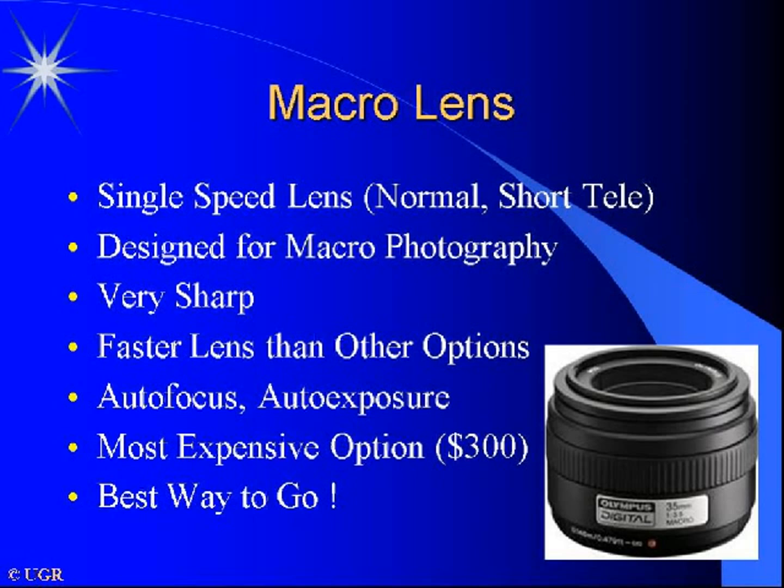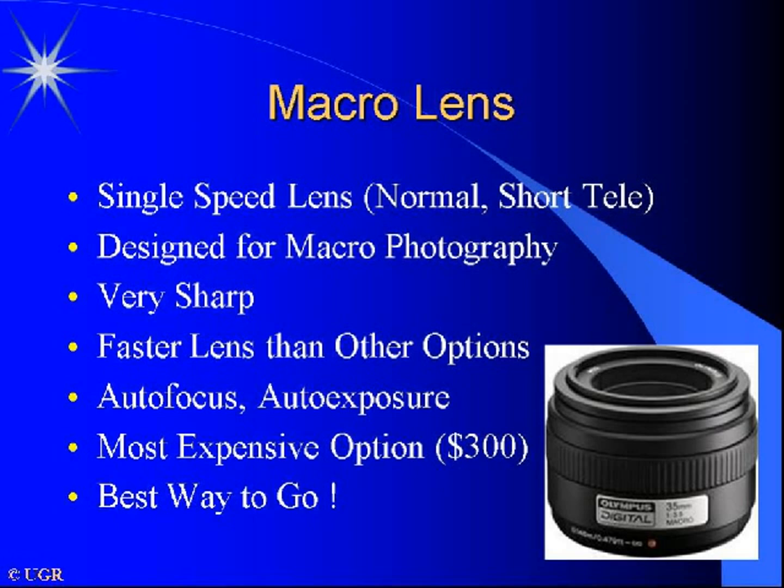All right, then there's my favorite of the bunch, and that's a macro lens. It's a single speed lens. They usually come in a couple of sizes. You can buy normal macro lenses that are in the 50 millimeter range, or short telephoto lenses in the 100 millimeter lens length. They are specifically designed for macro photography, and so they are excellent optics in these lenses. They're very, very sharp.